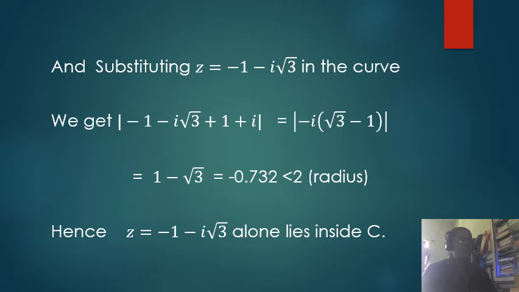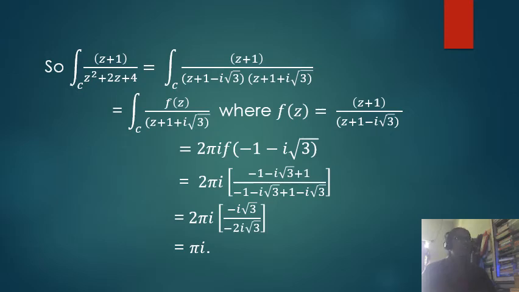Therefore z equal to minus 1 minus i root 3 alone lies inside C. The other point, which is greater than the radius, will lie outside C. So therefore the given f of z can be written in the form z plus 1 by the singular points, which are, we know, minus 1 minus i root 3 and minus 1 plus i root 3. Therefore the denominator can be written in the form (z plus 1 minus i root 3) into (z plus 1 plus i root 3). The point that lies inside the circle can be taken here, and the point that lies outside the circle can be taken as f of z. So f of z is equal to z plus 1 by z plus 1 minus i root 3.